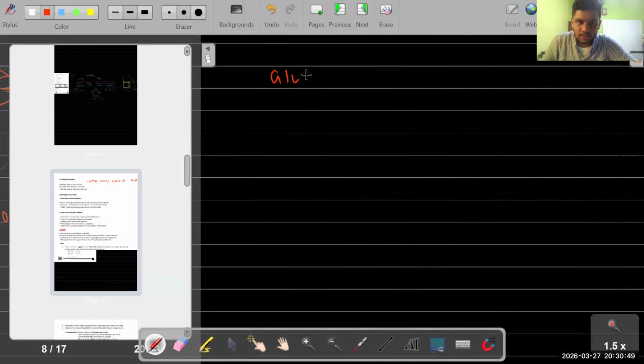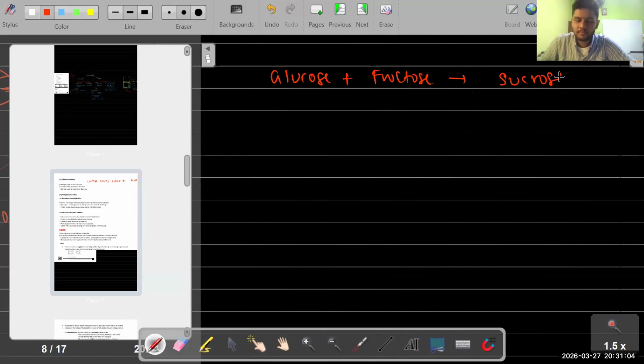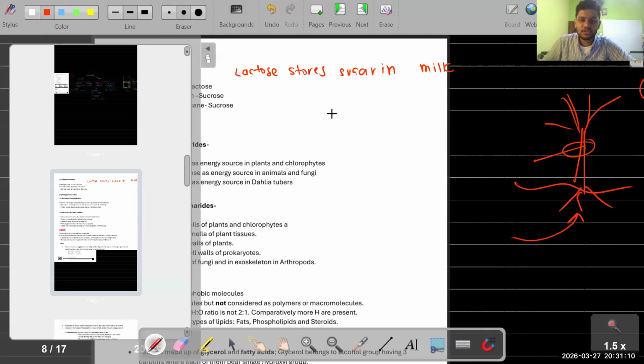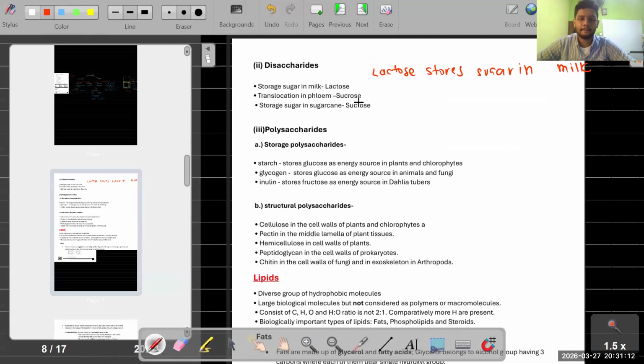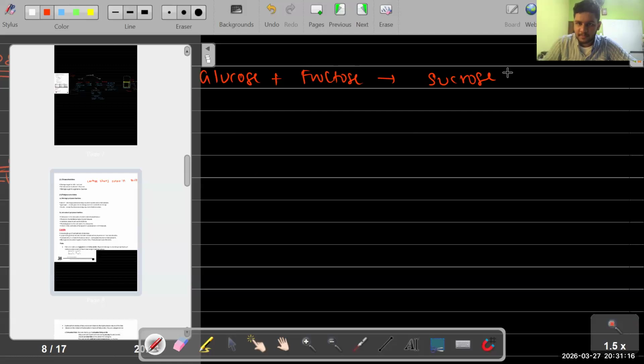Let's see. Glucose plus fructose forms what sugar? Sucrose. Very good. Now they are saying sucrose is the one that stores sugar in sugarcane, right? Sugar means sucrose is present.